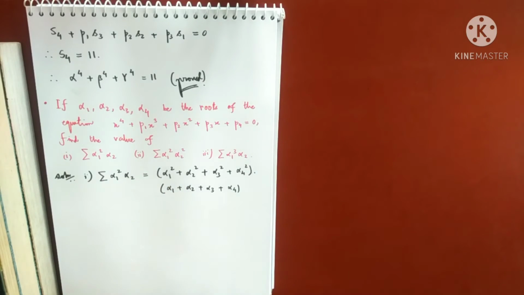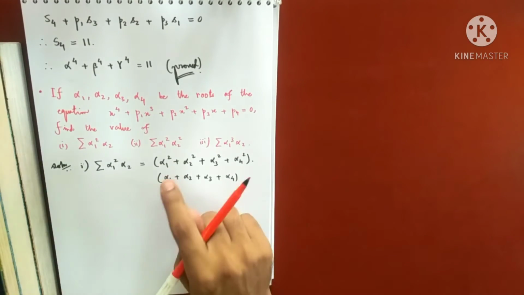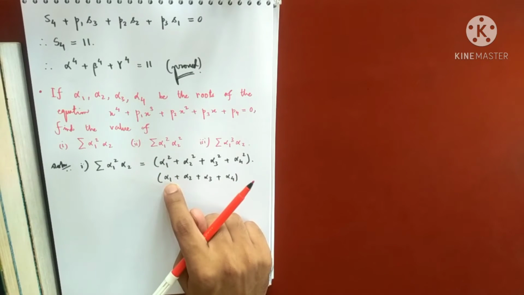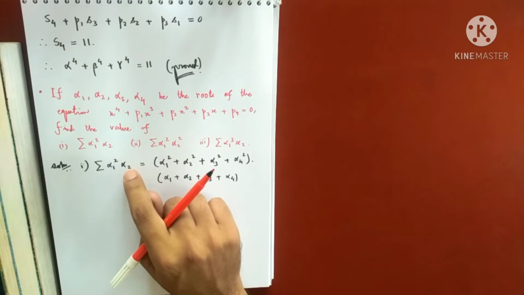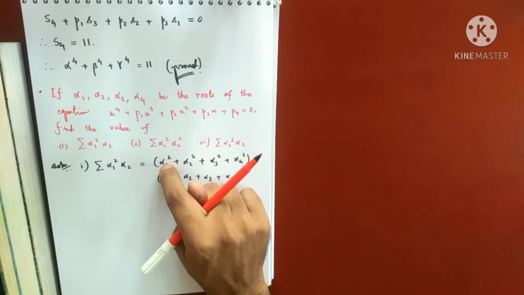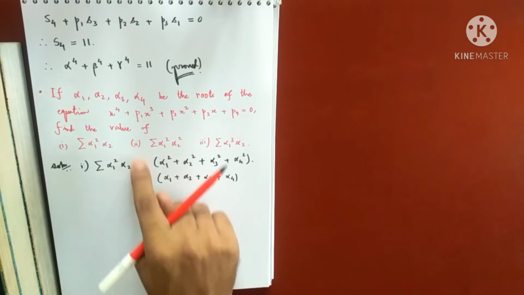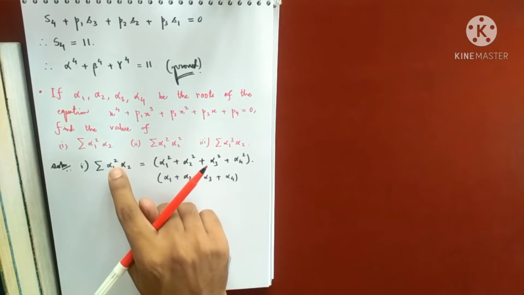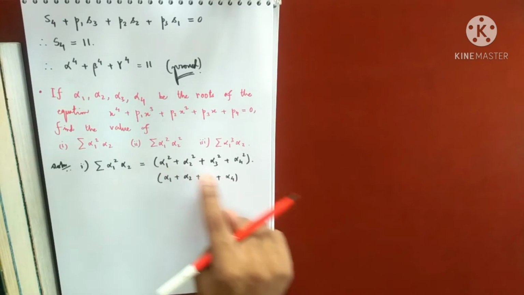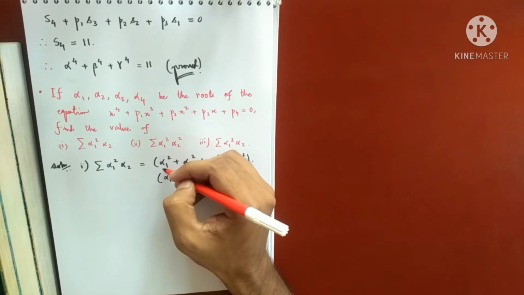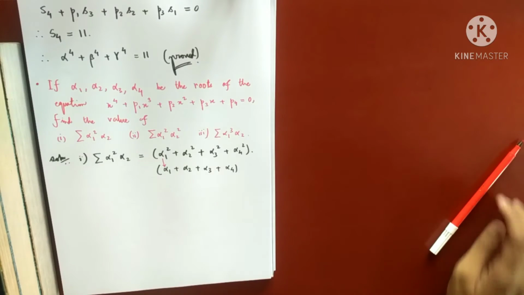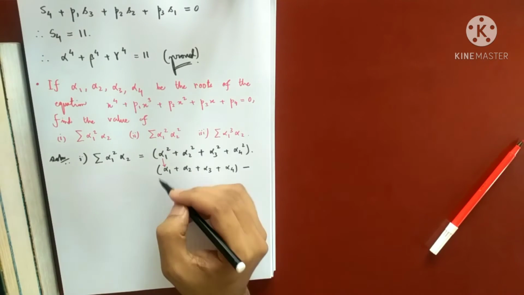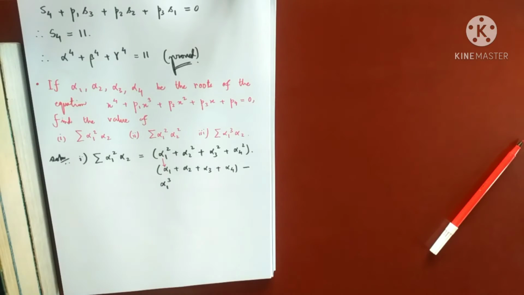See, which terms are we getting extra? If I multiply this with this one, that is not there, because alpha 1 square will go with another root, will not go with alpha 1 again. So if I multiply this with this, this is a part of this. If I multiply this with this part, which is a part of this, and if I multiply this with this, this is a part of this. Only if I multiply these two terms, I will get alpha 1 cube, which is extra. So minus alpha 1 cube.